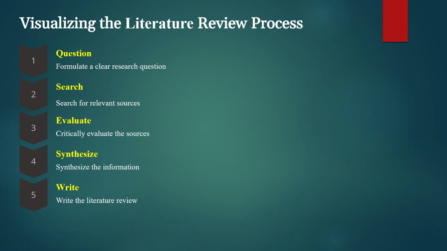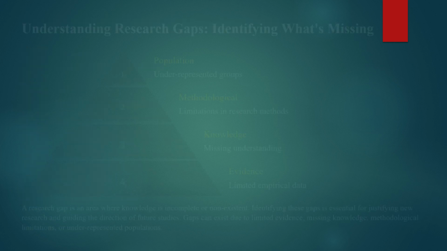And in the fourth position, we synthesize the information or the sources that we have collected, evaluated, and searched. And in the fifth position, we start writing. That means we write the literature review. These are the processes of writing the literature review.